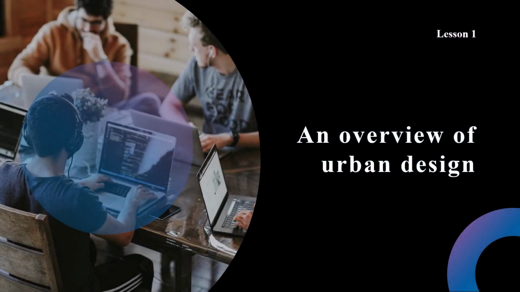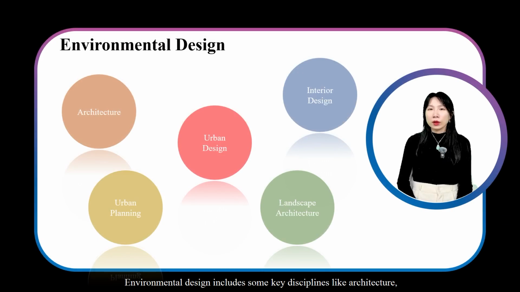In this very first lesson, we need to get an overview of urban design, understanding what is urban design and what are the differences between various disciplines in environmental design. Environmental design includes some key disciplines like architecture, urban design, urban planning, landscape architecture, and interior design. They all focus on creating sustainable spaces, but differ in their scale and specific focus. This course provides an introduction to the basic knowledge of urban design.